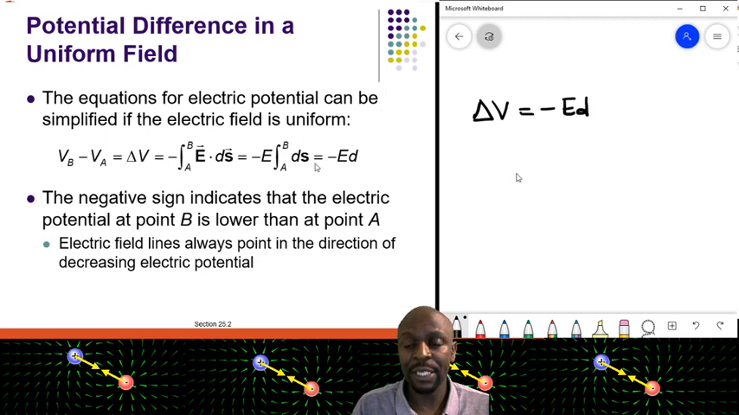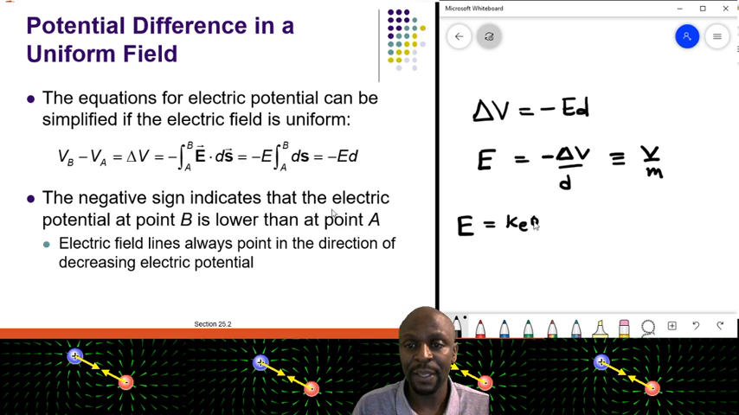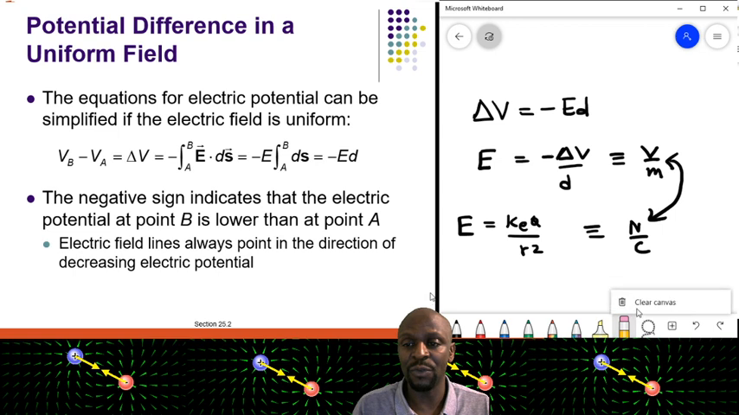Now if we rearrange this equation to find the electric field, this is what we are going to have: change in V divided by d. In terms of the units, you can see that they are going to be volts per meter. As I said earlier, we knew from the previous chapter that the units for the electric field were newtons per coulomb. That is why I said the electric field can be determined in terms of these two units, and they are both equivalent.